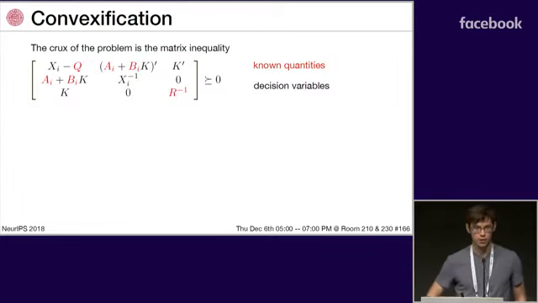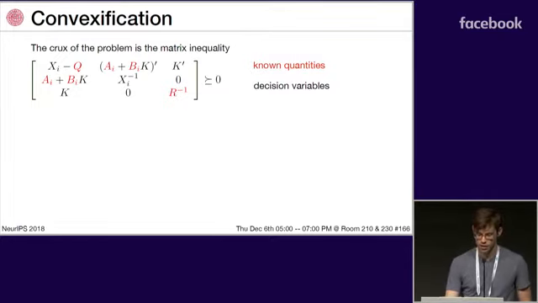So the main technical contribution of the work is the formation of these convex upper bounds, and the crux of the problem is that our cost function involves these matrix inequalities. So all the terms in red are known, they're either sampled or given in the problem description, and the terms in black, they're our decision variables.